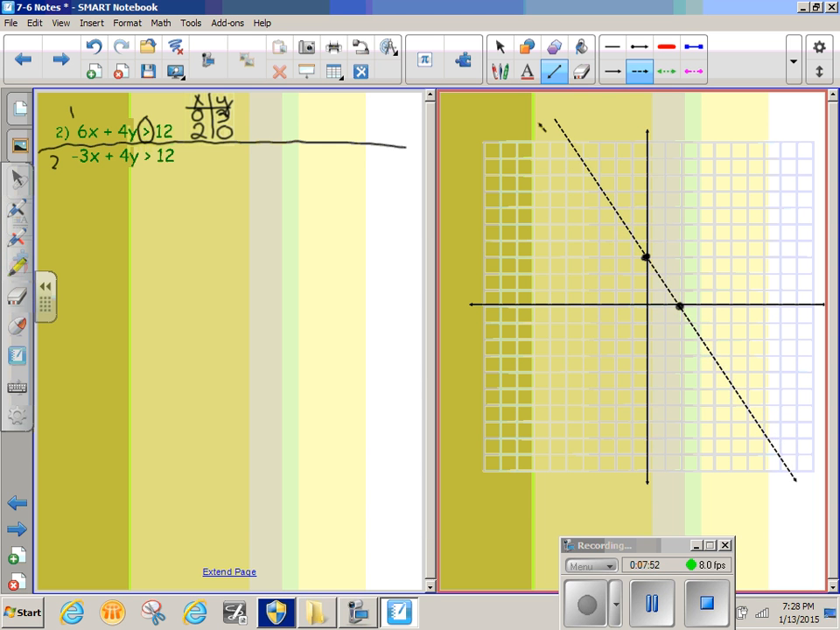I only need those 2 points to determine a line. So 2 points makes a line. We only need the 2 points to create our line. But now I need to determine which side of the line I'm going to shade on.